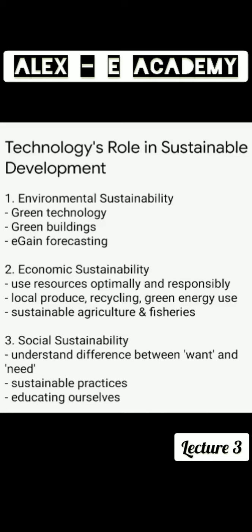So in all these things we can see that technology has a great role. So it must be used efficiently to help in the sustainable development.